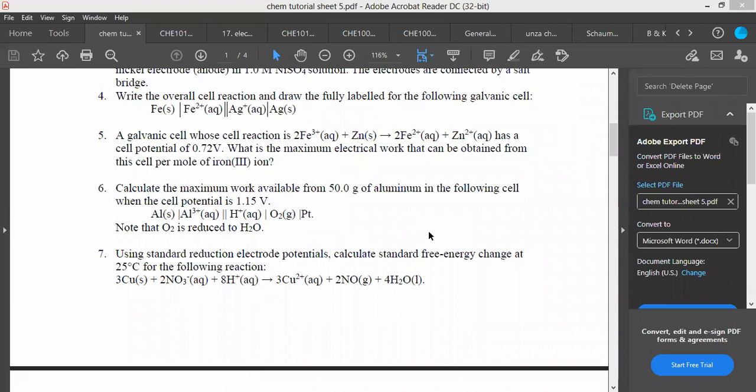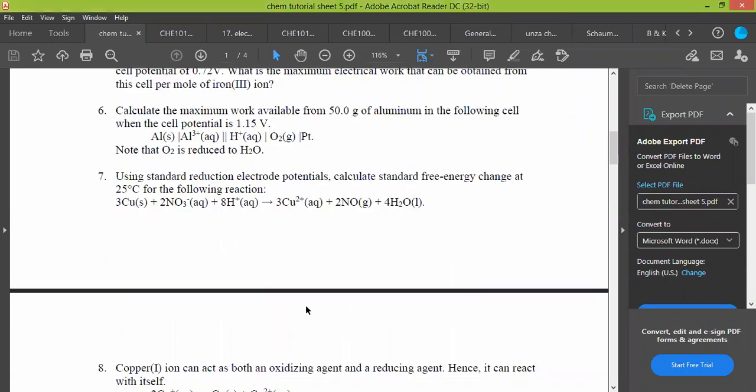Using standard reduction electrode potentials, calculate the standard free energy change at 25 degrees Celsius for the following reaction. So you have this reaction here: 3 copper plus nitric oxide plus that, giving you that, and 2 and water. Okay.